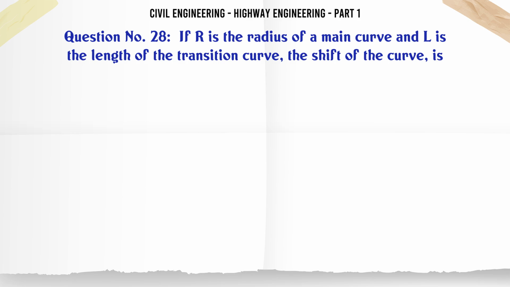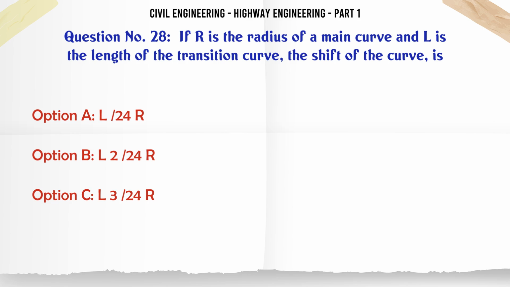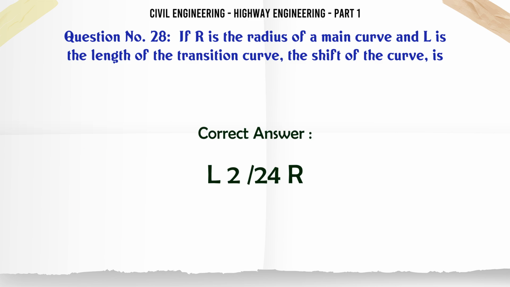If R is the radius of a main curve and L is the length of the transition curve, the shift of the curve is: A, L^2/4R; B, L^2/24R; C, L^3/24R; D, L^4/24R. The correct answer is L^2/24R.